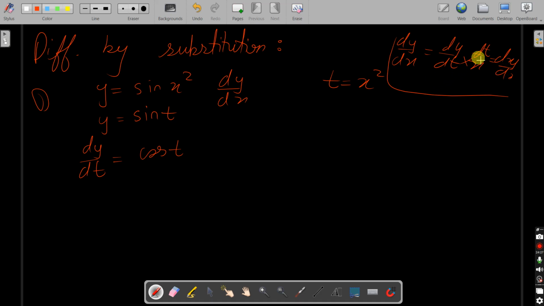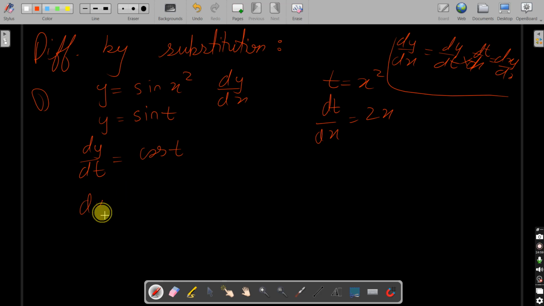But we have the time as a function of position here. Time is equal to x square, the position square. So dt by dx is equal to 2x. Differentiating time with respect to x, we have this dy by dt here, and we also got dy by dx. dt by dx is 2x.